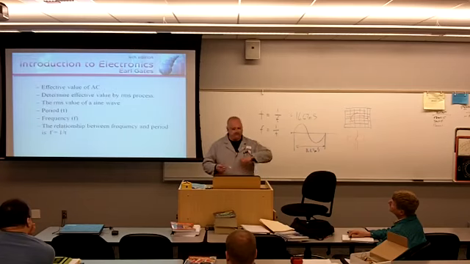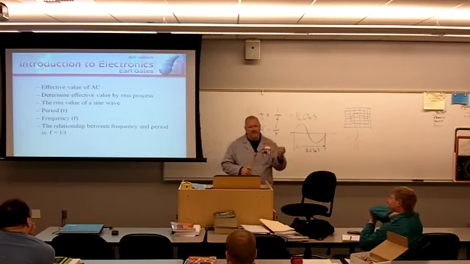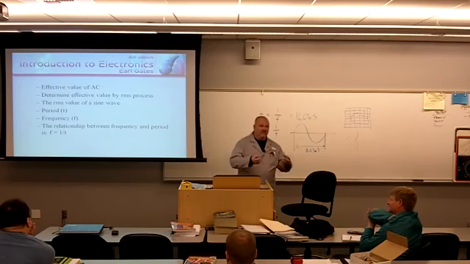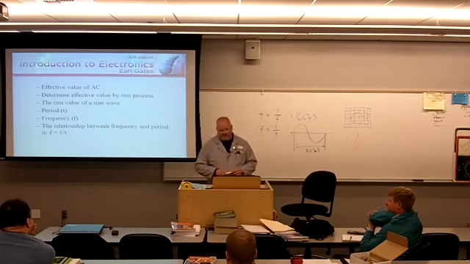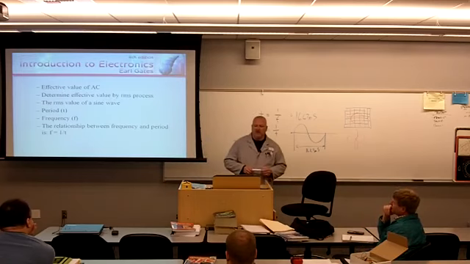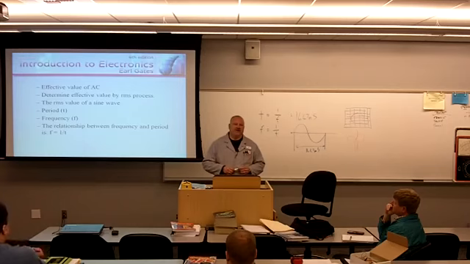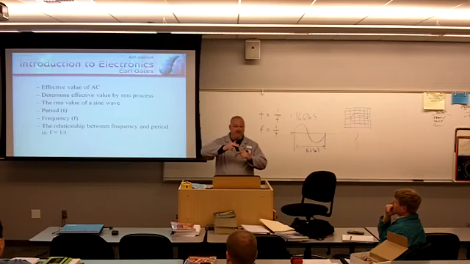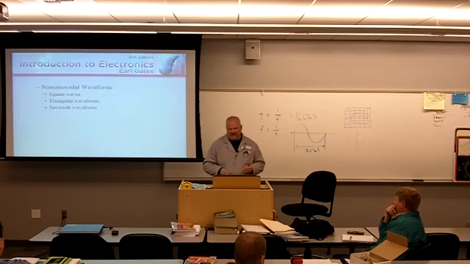The effective value of AC has the exact same effect as if you apply DC to a purely resistive load, like an incandescent lamp. How to determine effective value by the RMS process? It's simple, 70.7% of peak. I also showed you the technique on how to get the multiplier to go from RMS to peak. Period is measured in time, frequency is measured in F, and the relationship is F equals 1 over T. We also talked about non-sinusoidal waveforms and where they come from.